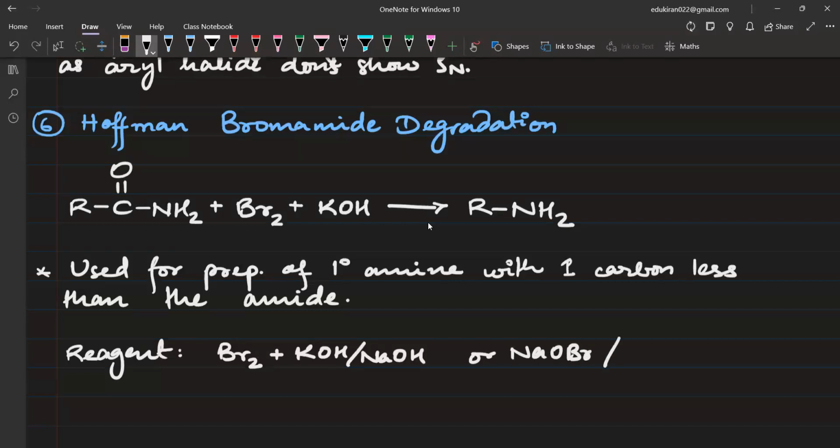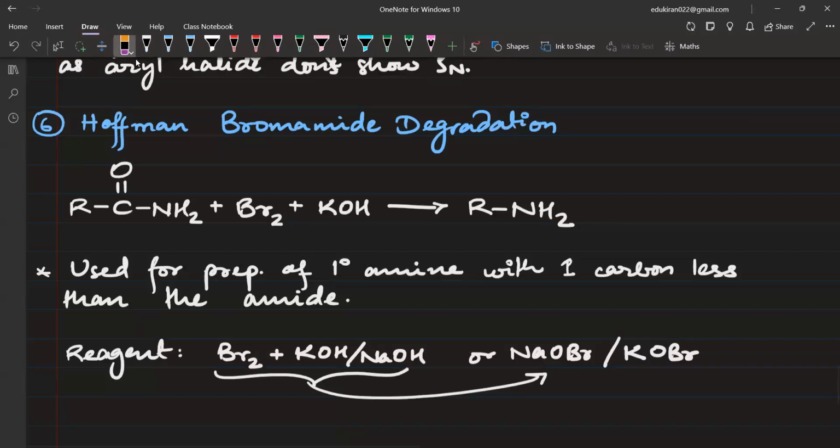NaOBr or KOBr. Generally, students cannot identify that when you react bromine with NaOH or KOH, they give you sodium or potassium hypobromite. The same reagent is used, if you remember, for the iodoform test also. In iodoform only iodine is used as a test, and in the haloform reaction the same reagents are used. Br2 in the presence of KOH or NaOH will give you NaOBr or KOBr. So both of these reagents are used for Hoffman bromamide degradation. There is no need to mention both, because both of them are the same reagent. There is no difference between them.